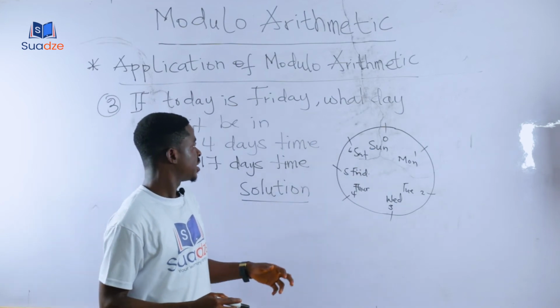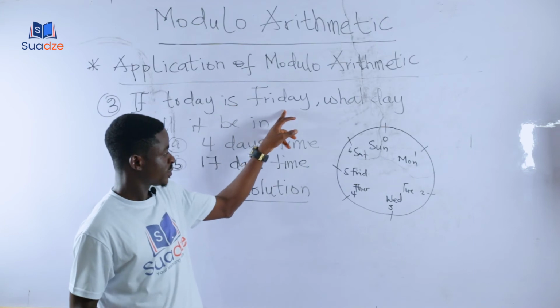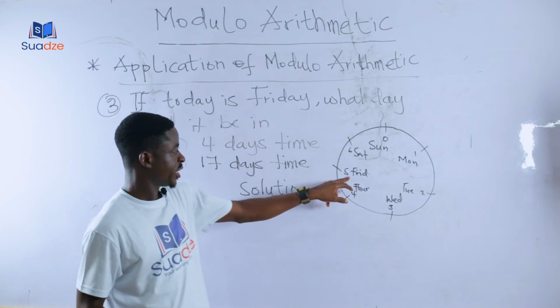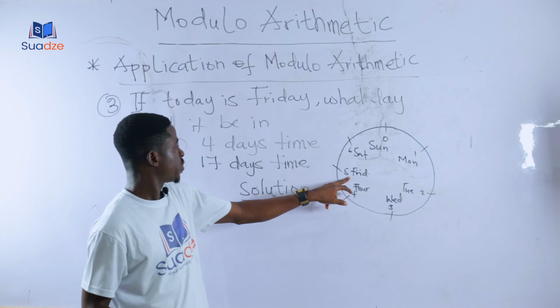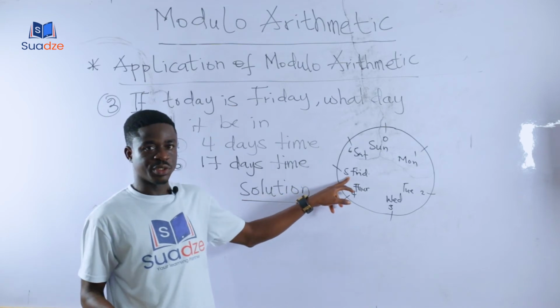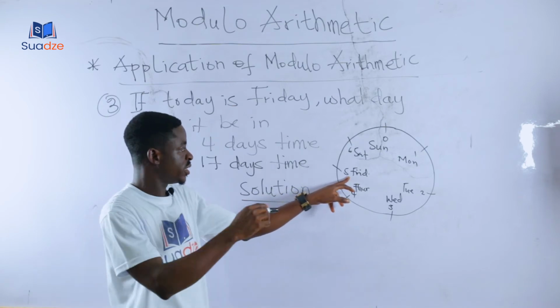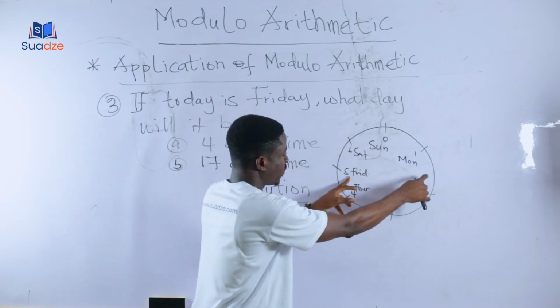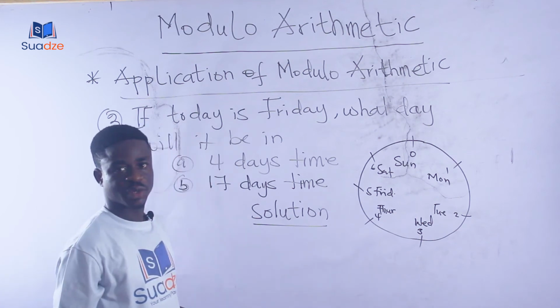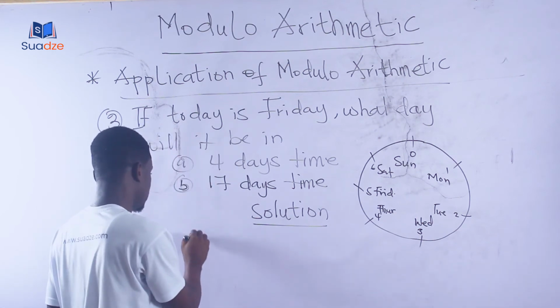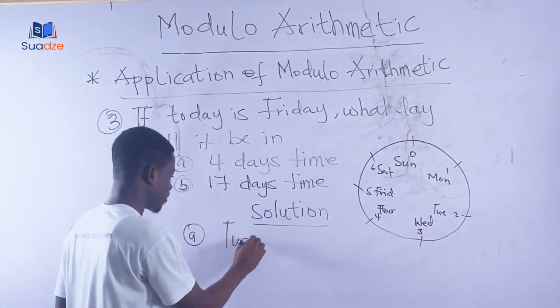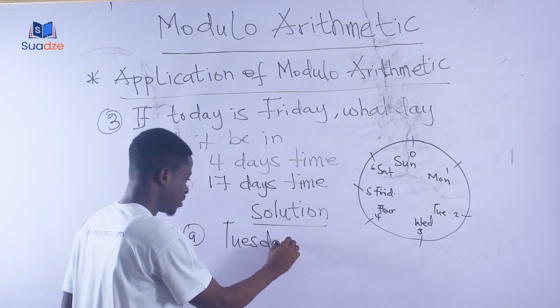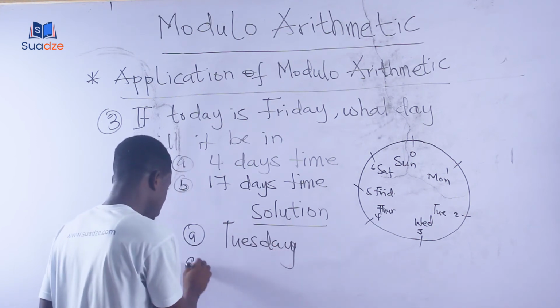So the question says that today is Friday. Friday is here, which is 5. So in 4 days' time, what day will it be? So we are going to count from Friday. So 1, 2, 3, 4. So in 4 days' time, it's going to be Tuesday. So A is Tuesday. Let's look at B.